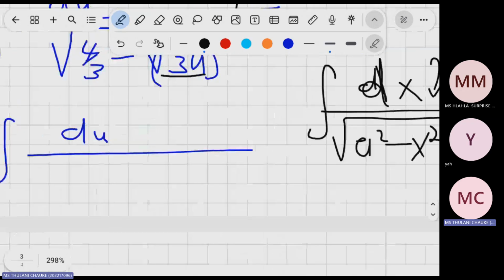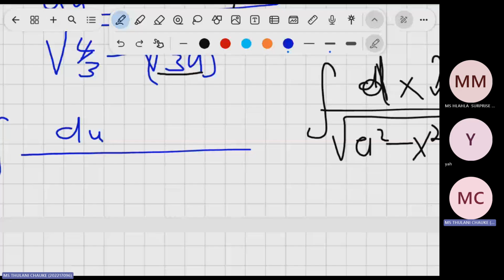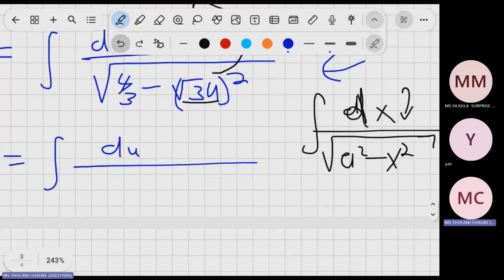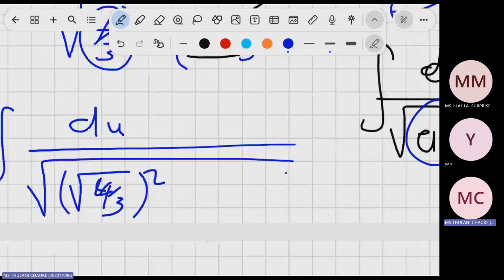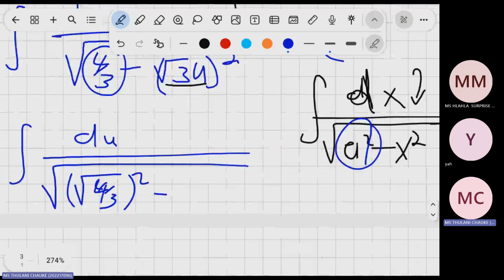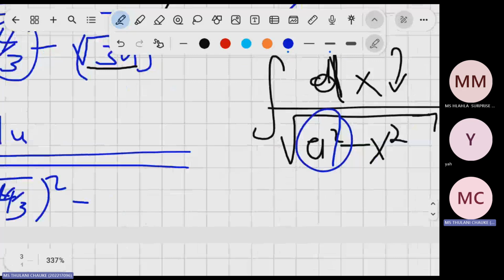So meaning that, you know, this one, we can write it as what? The integral. It means we can change the 4/3, no? Because we must have that square. It means we're going to have the root of 4/3 all squared. I hope you guys agree with this. Minus, yeah, and then this one, it's fine the way it is squared.